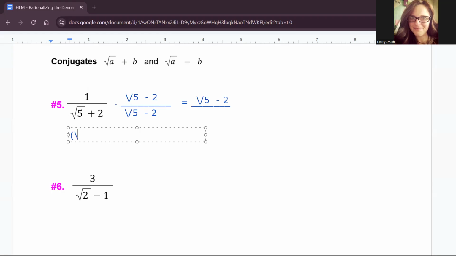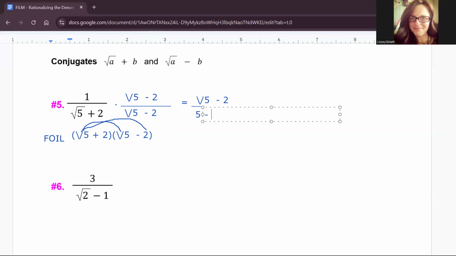We have the square root of 5 plus 2 times the square root of 5 minus 2. And we do need to FOIL this out. First, outer, inner, last. Square root of 5 times the square root of 5 is 5. Square root of 5 times minus 2 is minus 2 square root 5.